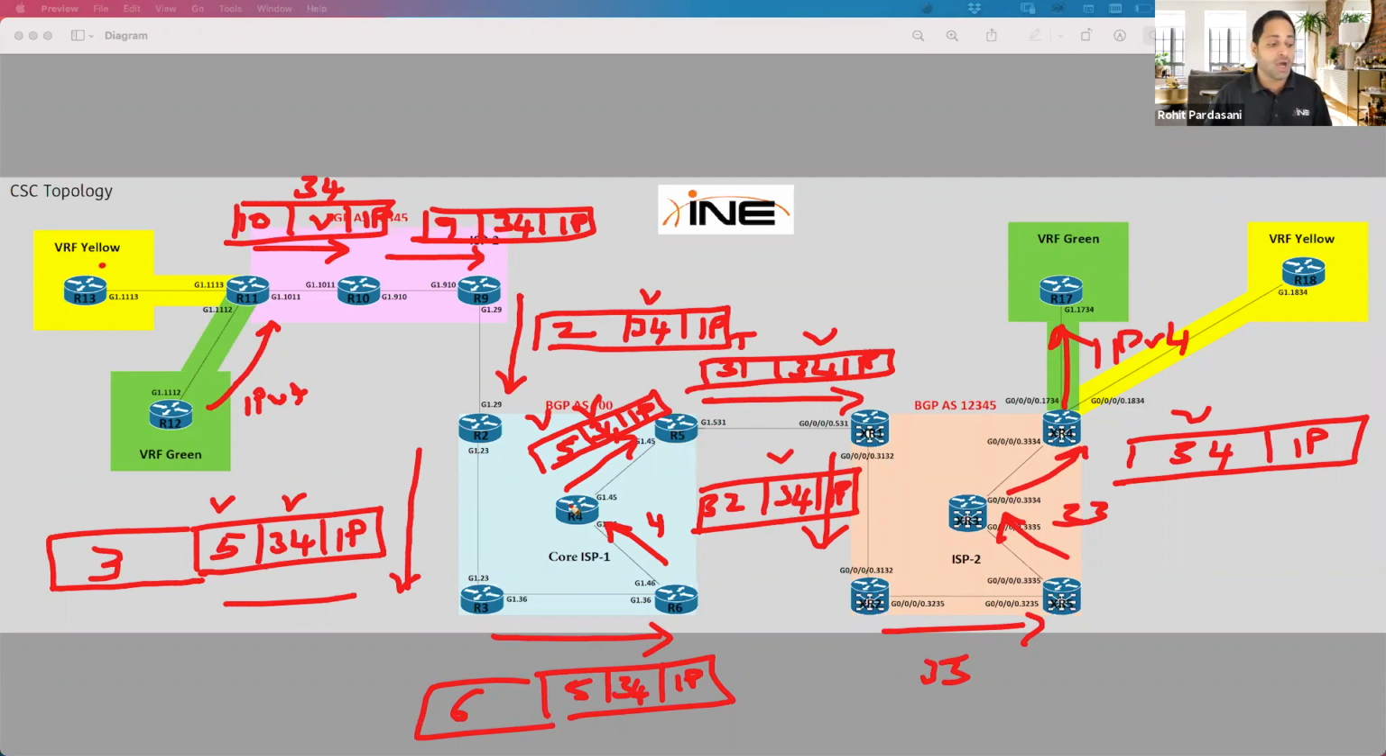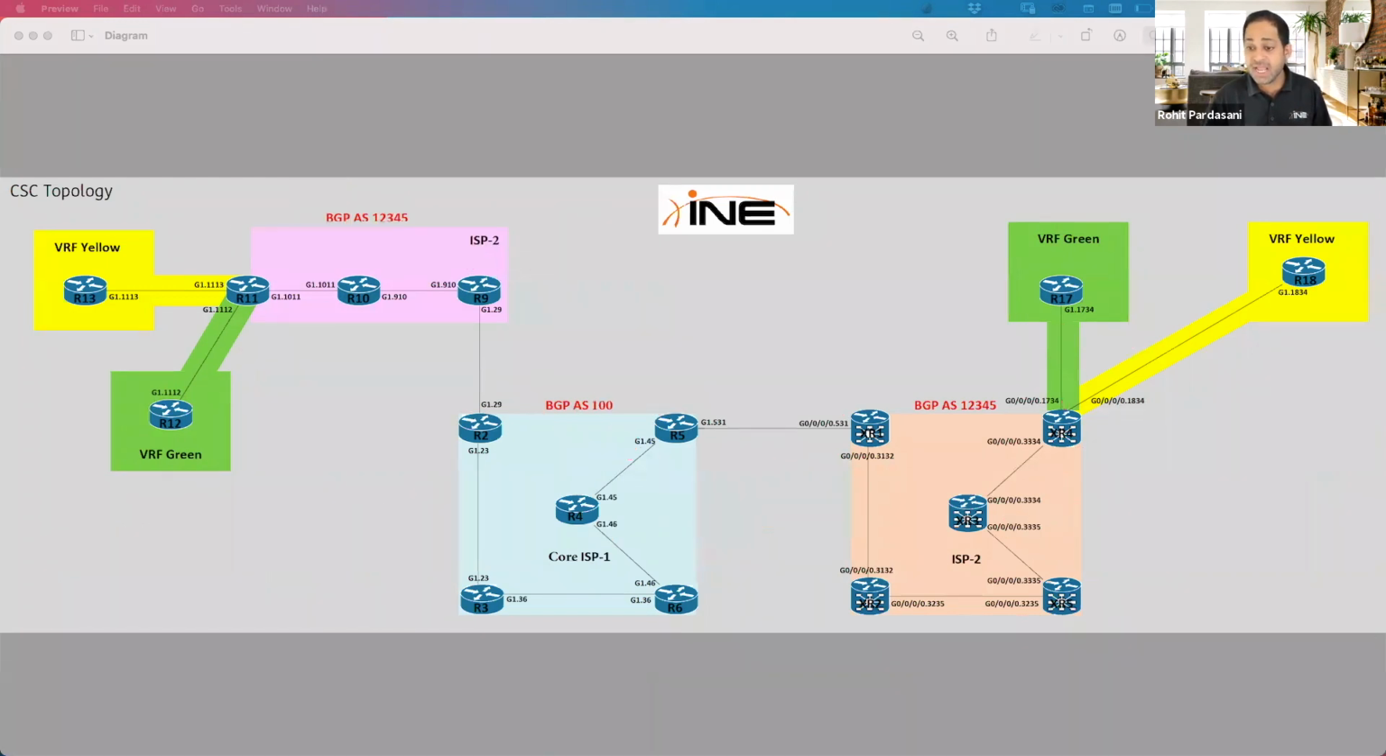On R5, R4 would remove the transport label and send a VPN label packet to R5. Then again, 2 label stacks, 2 label stacks, 2 label stacks, 1 label stack, and then IPv4. This is what you should see. Let's do a trace route and verify that.